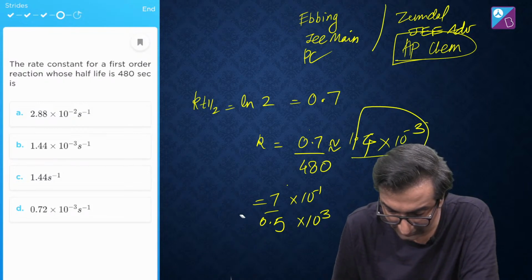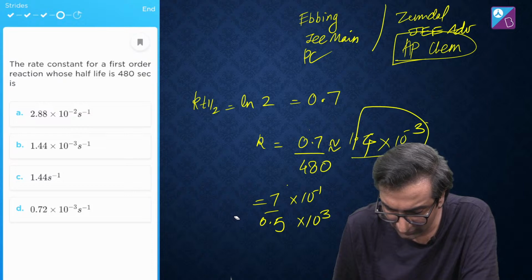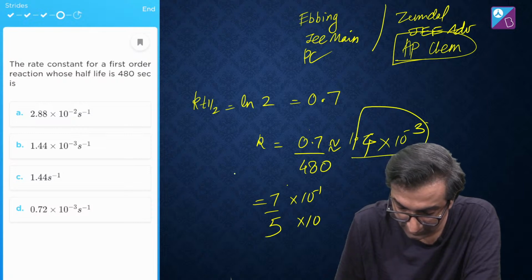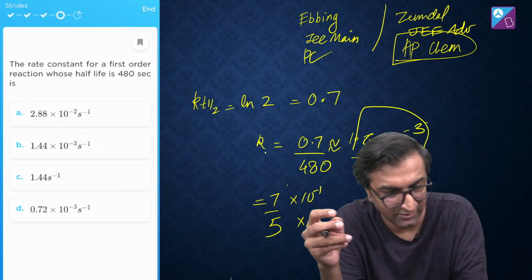मैंने कुछ कैलकुलेशन में गड़बड़ी की. 0.5 10 power -3, 0.5. Oh no, see, that's what I did. I was wrong. It's not 0.5 by 3, it was 7 by 5. So this was, यहाँ पे मैंने गलत लिख दिया. Yeah, this is it. So it should be B.